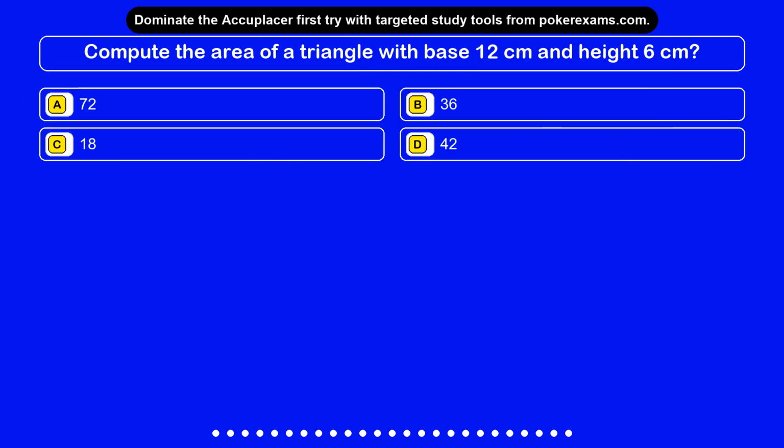Question 12. Compute the area of a triangle with base 12 cm and height 6 cm. Option A, 72. Option B, 36. Option C, 18. Option D, 42.